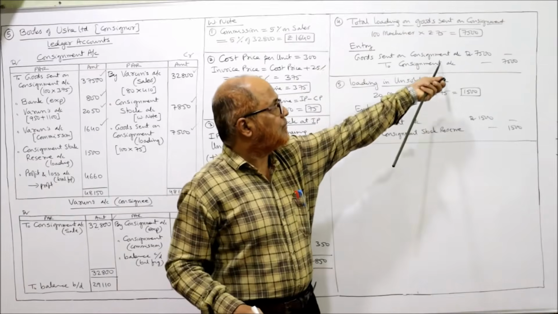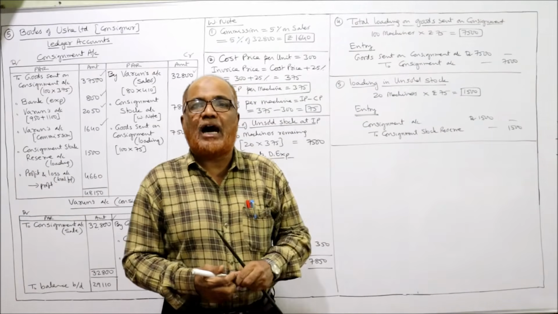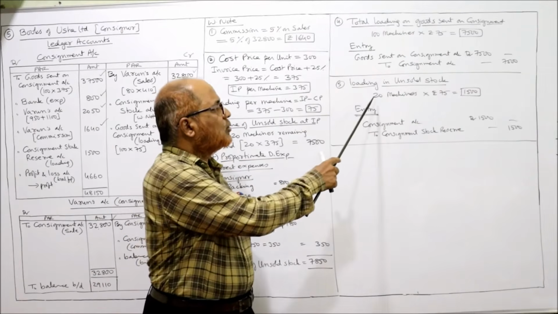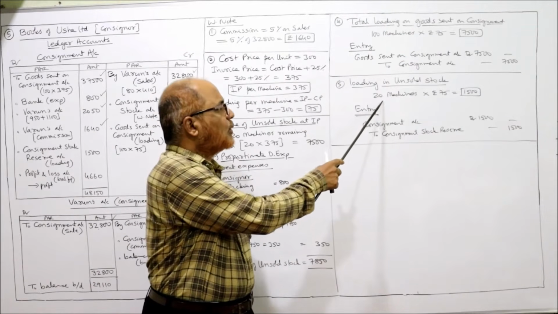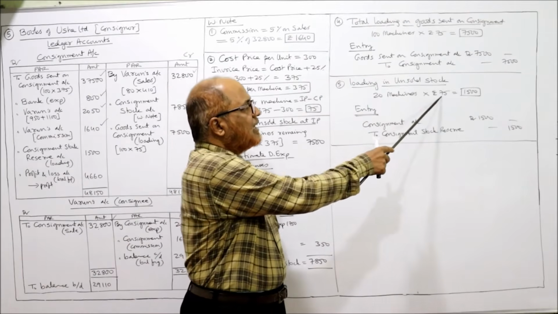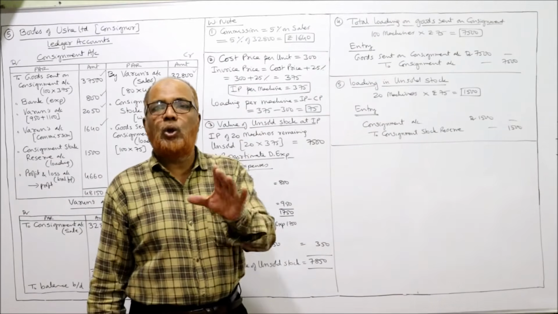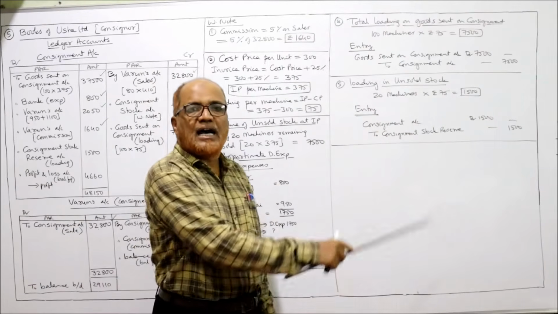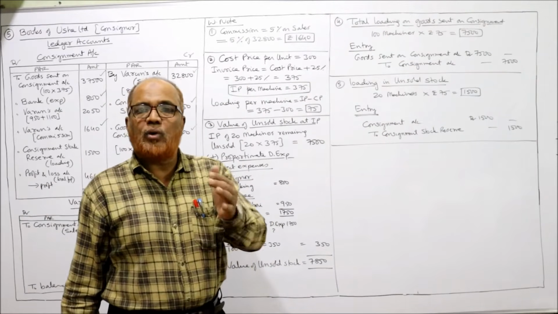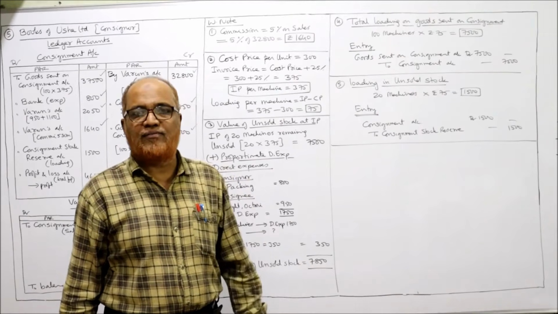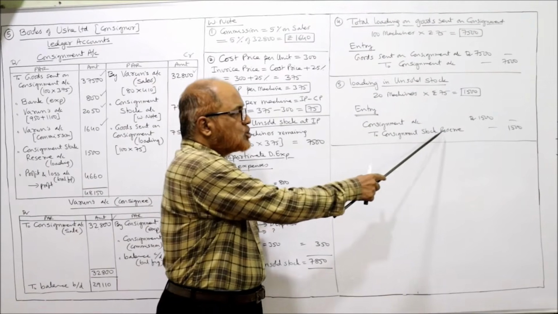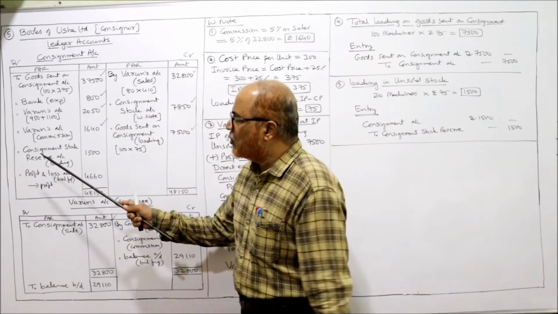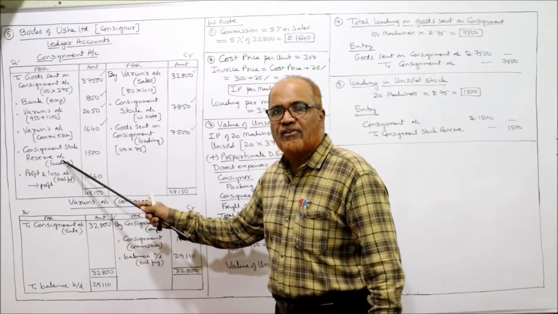Next, removing the loading in unsold stock. So how many machines are there in unsold stock? 20 machines are there. Each machine 75. So 1,500 is the loading in unsold stock. The entry for this is consignment account debit to consignment stock reserve. Consignment account is debited. So on the debit side you write to consignment stock reserve.